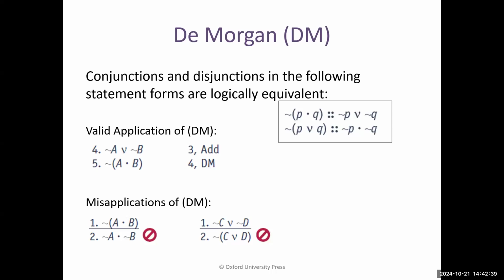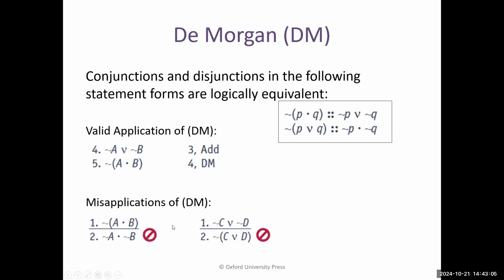Okay, so here's some valid applications of De Morgan's. So if you've got line 4 here, which says either not A or not B, maybe you got that by addition, doesn't matter how you got it. You can immediately infer just from line 4, the logically equivalent statement, that it is not the case that both A and B are true by De Morgan's.